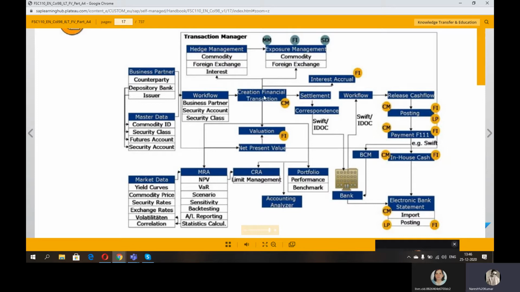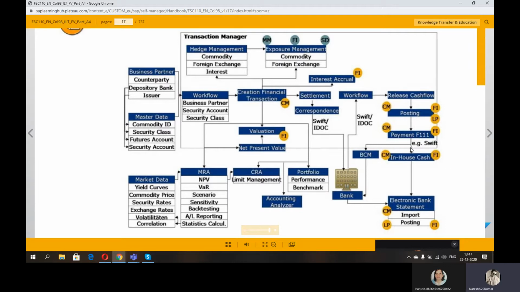Sometime it will go with creation of financial transaction to interest accrual. Okay, it will go for interest accrual. Then once it will reach the bank, from the bank through SWIFT or IDOC, it will go for workflow. From workflow, it will release the cash flow. From the cash flow, the posting will be taken from FI prospect and cash management will be triggered. From there, the payment will be generated by using F111, that is FI part and cash management, both the things will be triggered. Example SWIFT.